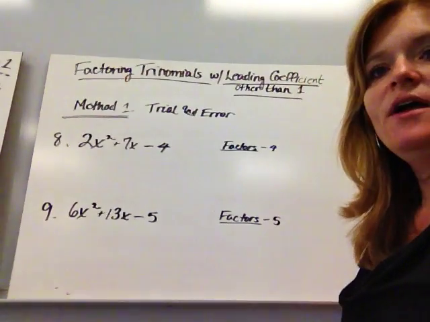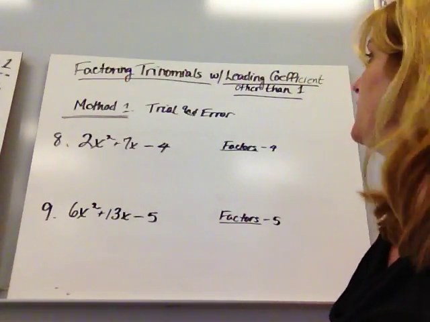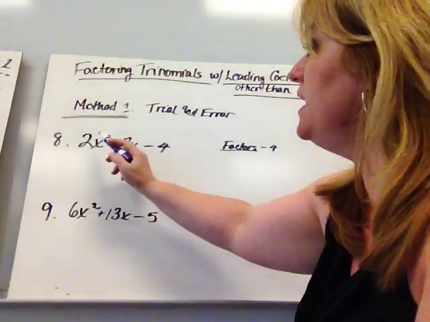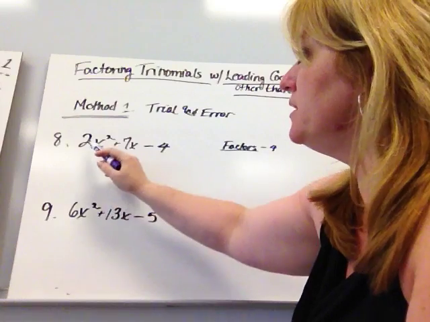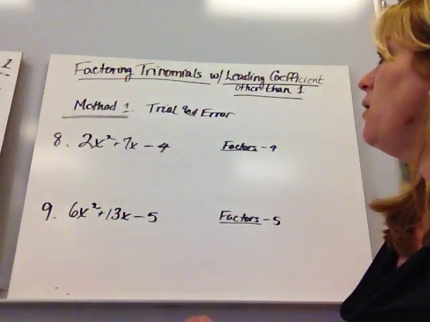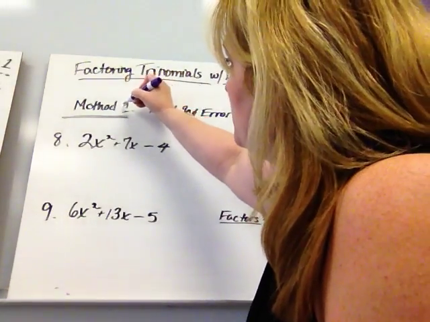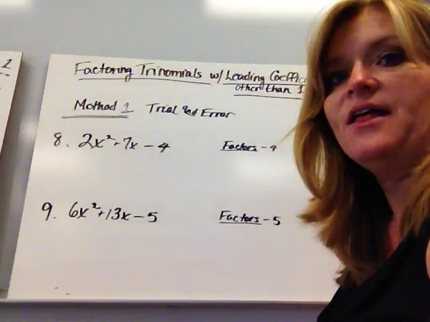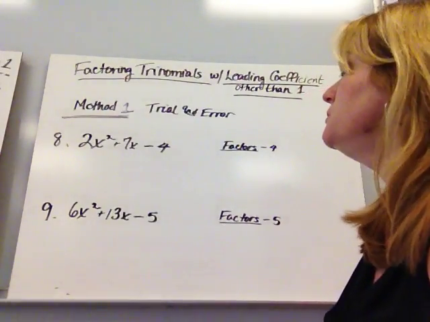Let's talk about factoring trinomials with the leading coefficient other than 1. If you look at it here, notice what's in front of the x squared is something other than a 1. I have a 2 and a 6 there. Now, the first method, I'm using 2 problems. I'm going to use them over again. I call this trial and error. This is how I kind of learned it when I was in school.